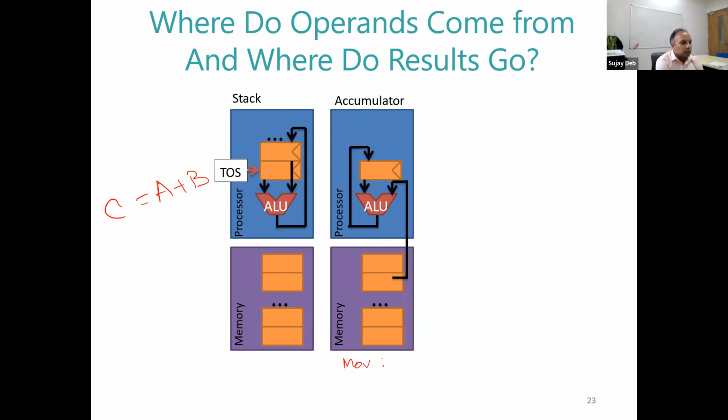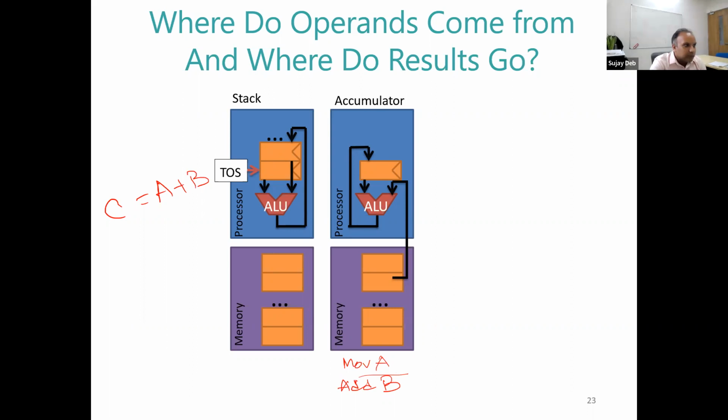So let's say move A. By move A, the value of A will be moved to the accumulator, because by default one of the operands is with your accumulator. Then I will just write add B, because A is already in the accumulator. The content of B, which is in memory, will be added, and the result will be stored automatically in the accumulator. Then I just have to move the value of the accumulator to C. That is how my code will look.